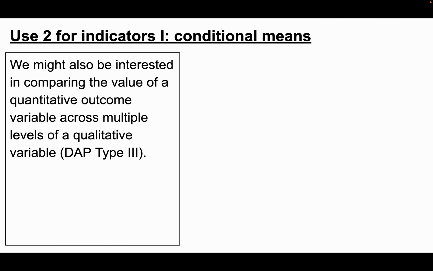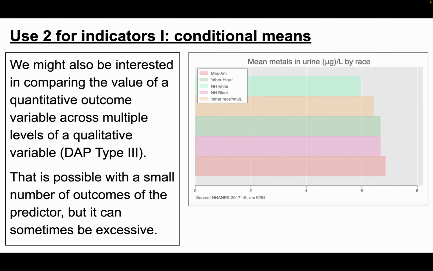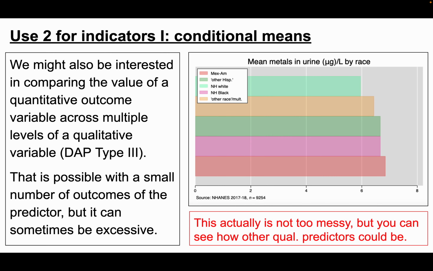So I wanted to also talk about another use for indicators. So we saw this nice usage before where we basically had just the simplification of a two-way table. We might also be interested in comparing the value of a quantitative outcome variable across multiple levels of a qualitative predictor. So that's possible with a small number of outcomes in the predictor, but it can sometimes be excessive. Here's an example that's really not too bad, but you can see how other qualitative predictors could get bad.